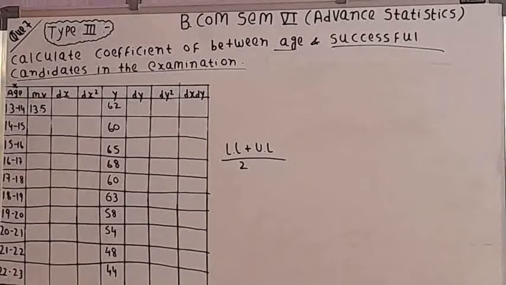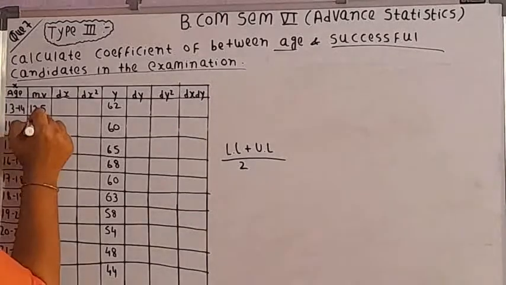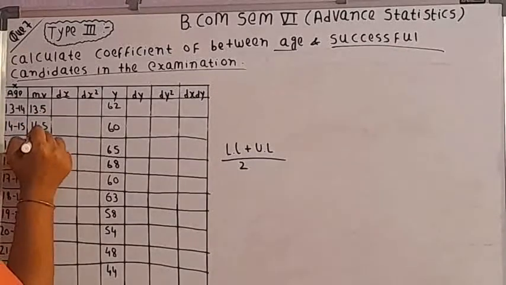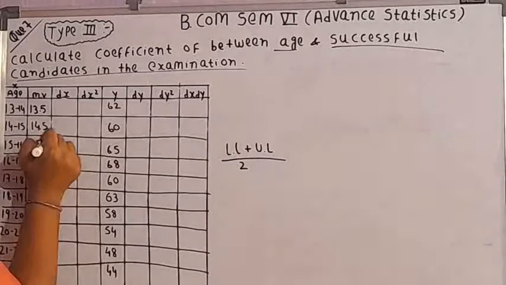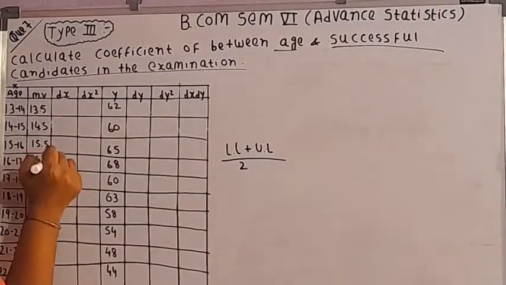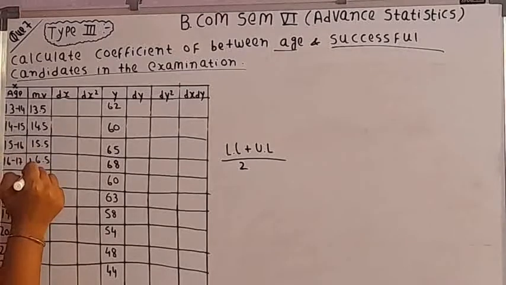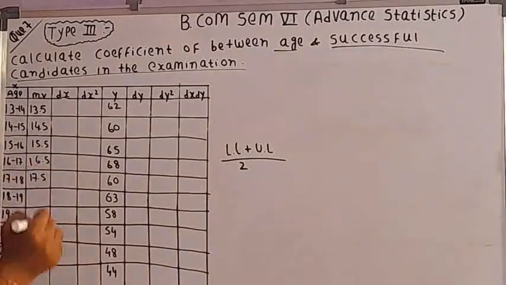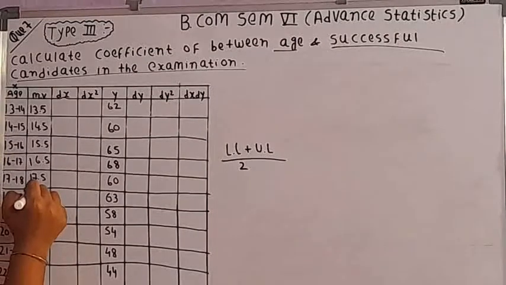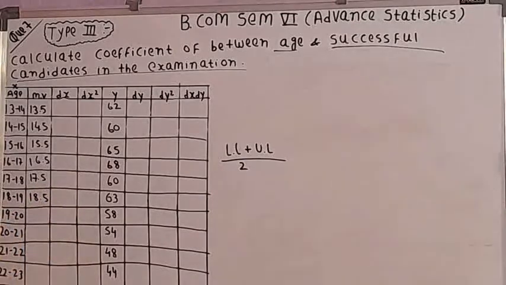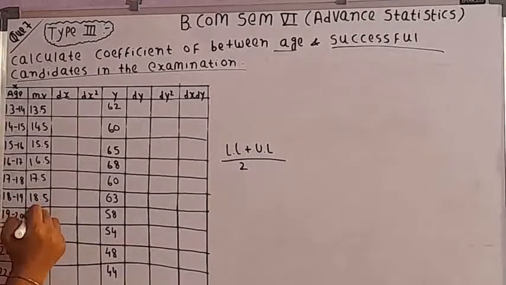So 14 plus 15 divided by 2 will be 14.5. Then 15 plus 16 divided by 2, so it will be 15.5. Then 16 plus 17 divided by 2 will be 16.5. Then 17 plus 18 divided by 2 will be 17.5. Then 18 plus 19 divided by 2, so it will be 18.5. Then 19 plus 20 divided by 2, so it will be 19.5.